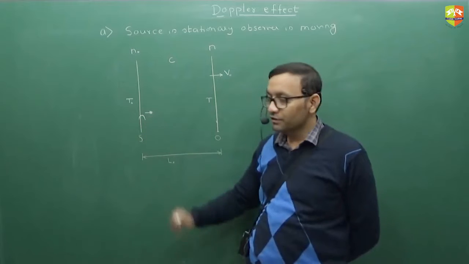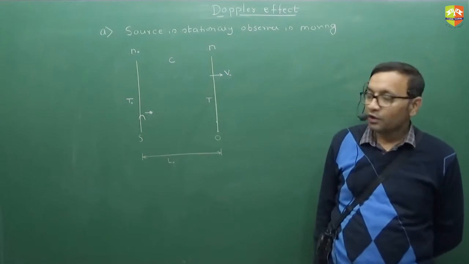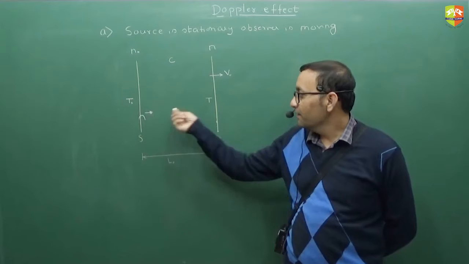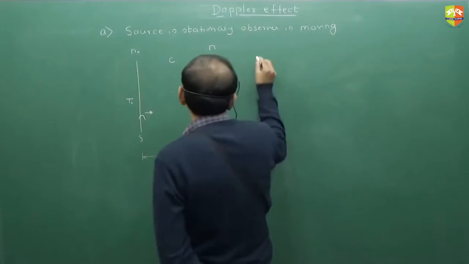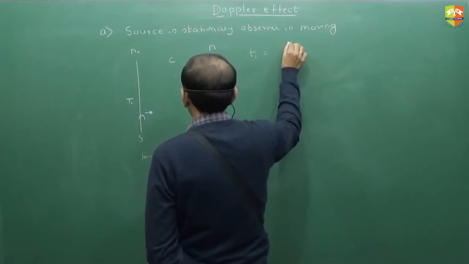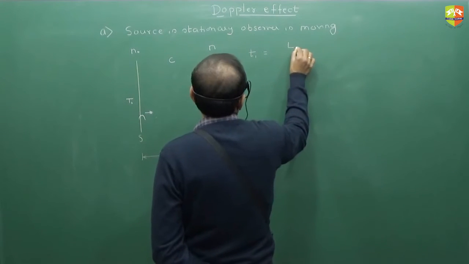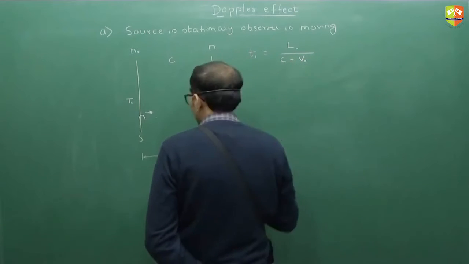The pulse is moving with what velocity? C. And the observer is moving with V naught velocity. So relative velocity is C minus V naught. Distance is L naught, the distance of approach. So the time it will take to travel, the first pulse will reach at a time of L naught divided by C minus V naught. Okay?